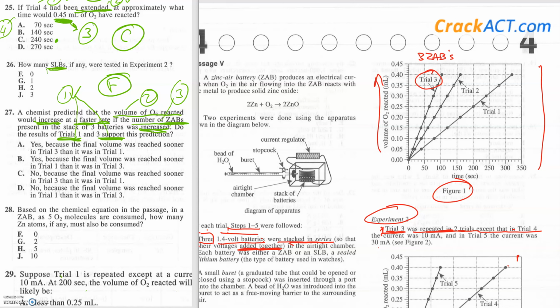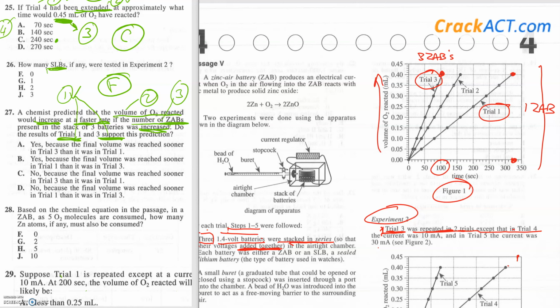You can see this gets to 40 in only 100 seconds. Trial 1, which only has, I think, 1 ZAB. It has less ZABs, I don't know if it's 1 or 2. To get to 40, it takes 300 seconds. So 3 ZABs produce the oxygen faster.